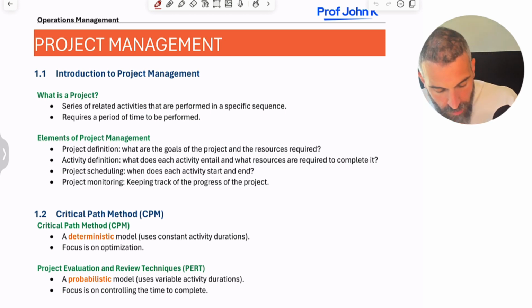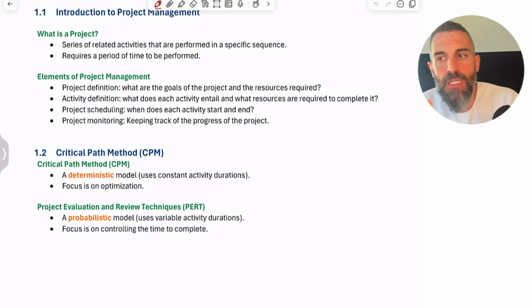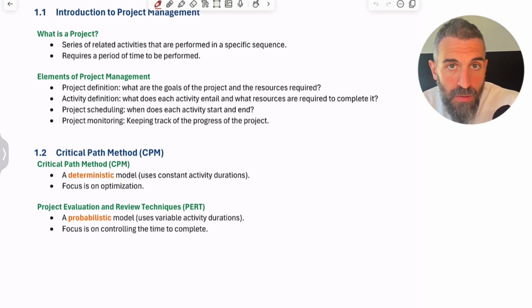Now, what we're going to be looking at in this chapter is how we deal with managing those activities. And there's really two systems. There's the CPM, or the critical path method. The main thing you'll notice is that the difference between these two is the time duration. So one of them uses what we call deterministic times, meaning fixed times. Every activity takes an exact amount of time. And for this one, what we're focusing on is optimization. Okay, you'll see what I mean in a moment.